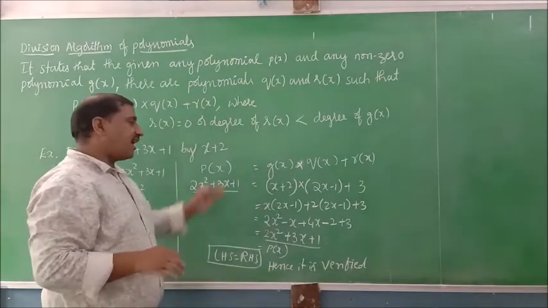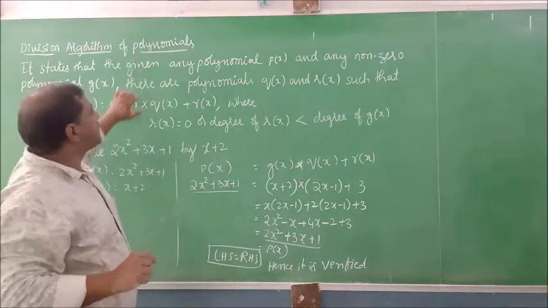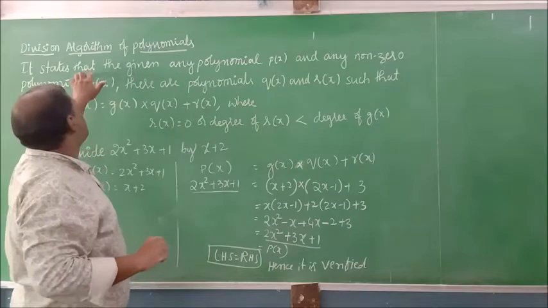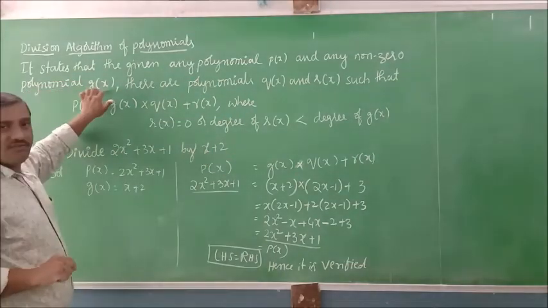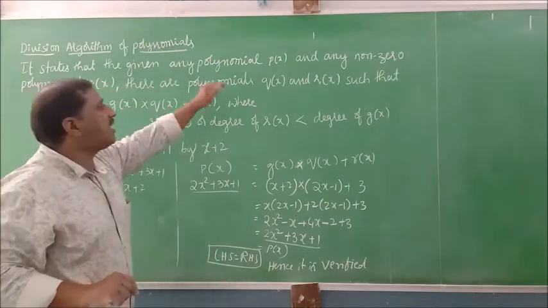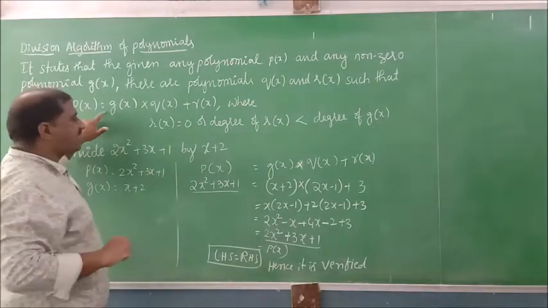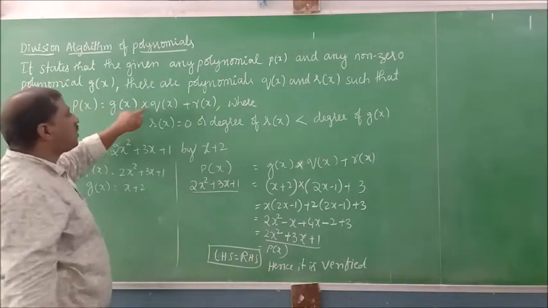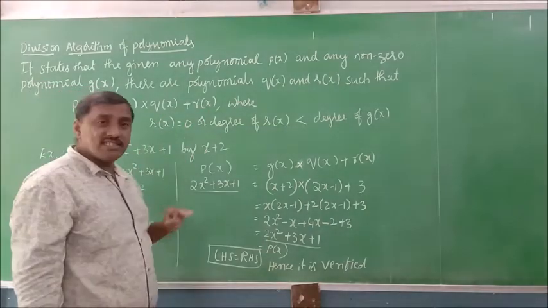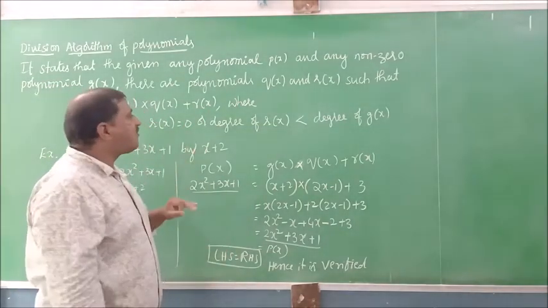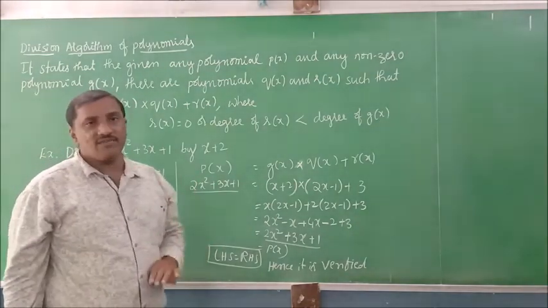Hence it is verified. Like this way verify the division algorithm. So what is the statement of the division algorithm? It states that given any polynomial p of x and non-zero polynomial g of x, there are polynomials q of x and r of x such that p of x is equal to g of x into q of x plus r of x, where r of x is equal to 0 or degree of r of x is less than degree of g of x. Like this we can verify this.